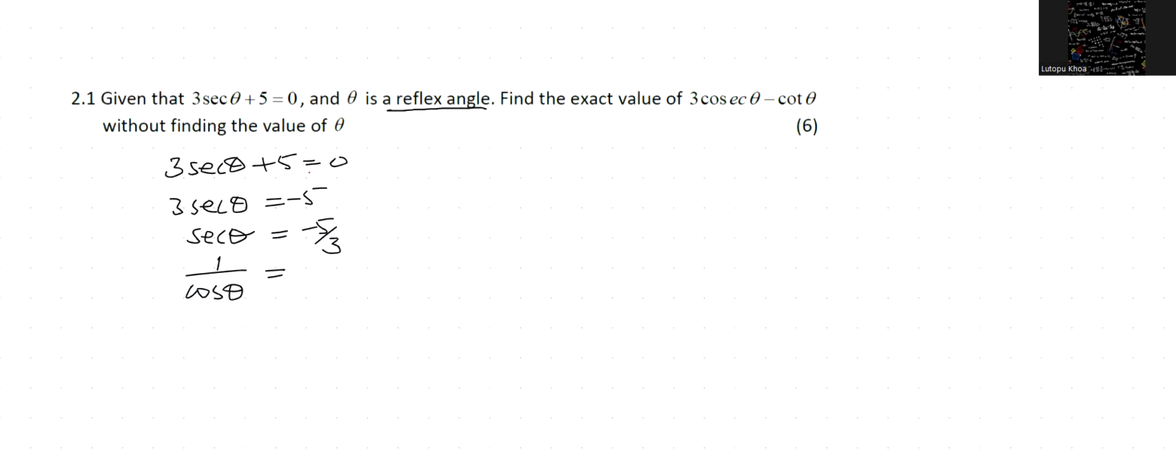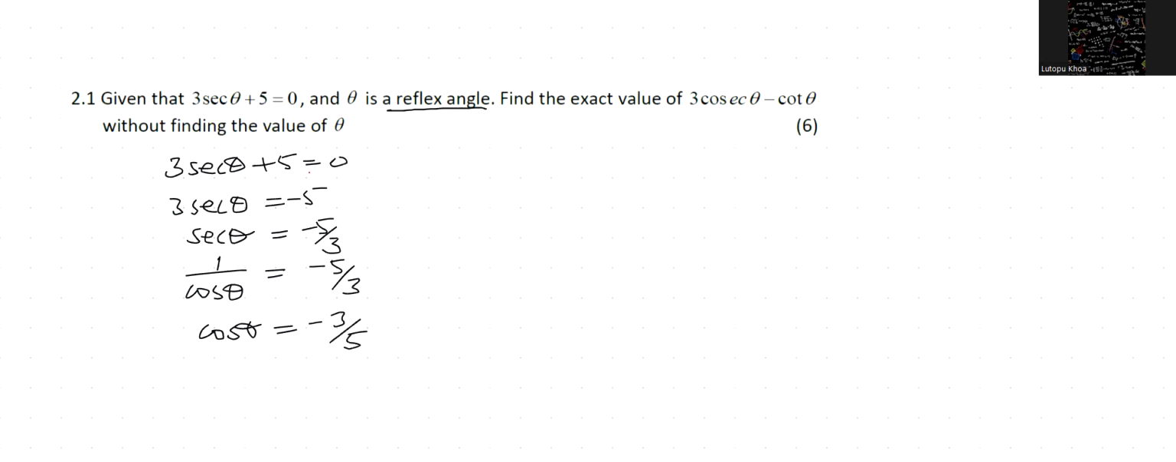So these questions are important. The way you have to solve them is as follows. So first thing, with any trigonometric equation, make sine, cos, or tan the subject of the formula. So we have 3 sec theta plus 5 is equal to 0. So 3 sec theta is equal to minus 5. So this means that sec theta is equal to minus 5 over 3. Now sec is the reciprocal of cos. So I have 1 over cos theta is equal to minus 5 over 3. So this means that cos theta is equal to minus 3 over 5. That is the first thing.